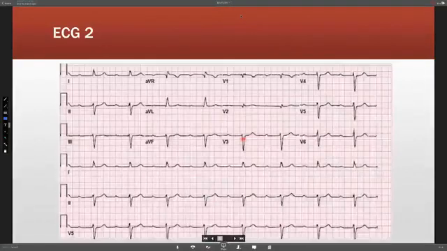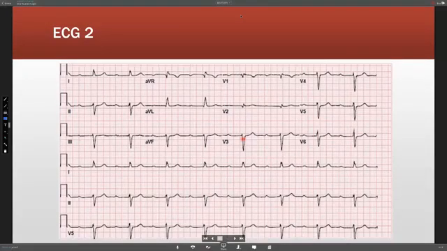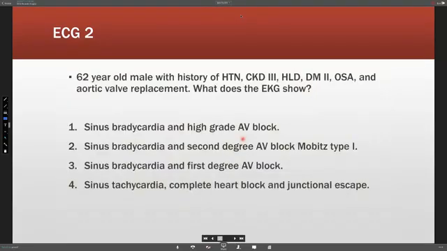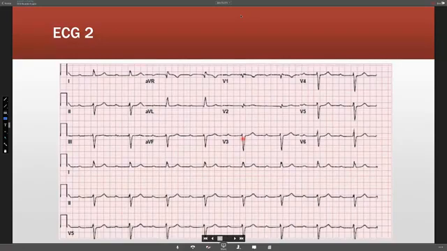Okay, so my next ECG, next case. I'll go to the case first: a 62-year-old male with a history of hypertension, chronic kidney disease, hyperlipidemia, diabetes, obstructive sleep apnea, and aortic valve replacement. So what does the EKG show? I'll show you the EKG first, and then we'll go back to the choices.